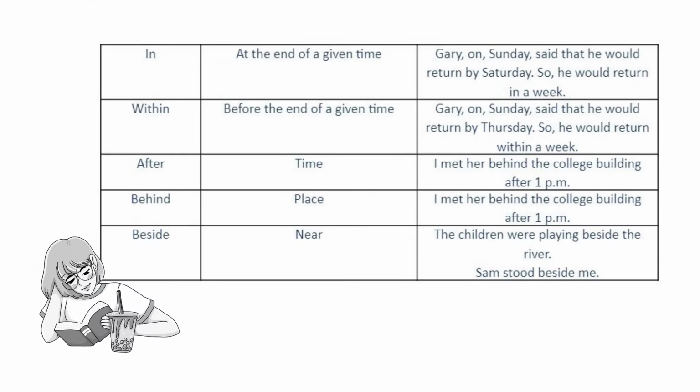Moving towards the third usage of by, it is used at the end of a given time. Let us see the example. Gary on Sunday said that he would return by Saturday. So, he would return in a week. In this sentence, by is used to show the end of a time period.